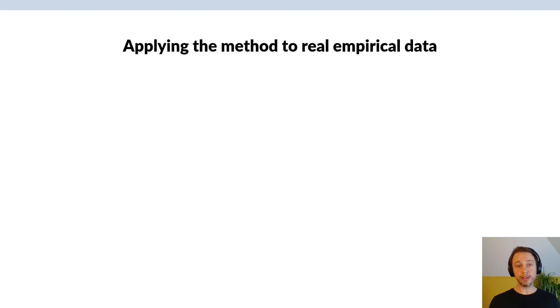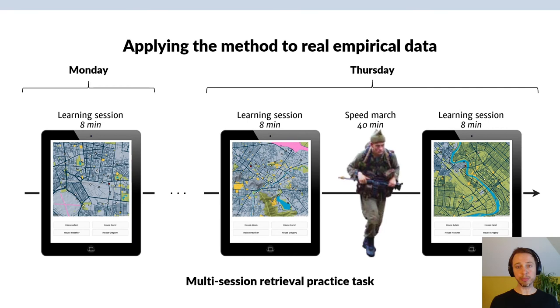Now, to demonstrate how we can also use this method in practice, we fitted the LBA to a real empirical data set as well. We used the data from a multi-session retrieval practice task, which was completed by recruits of the Dutch Commando Corps. The participants learned the names of fictitious safe houses on three different maps, and they were spread over three different learning sessions over the course of a week.